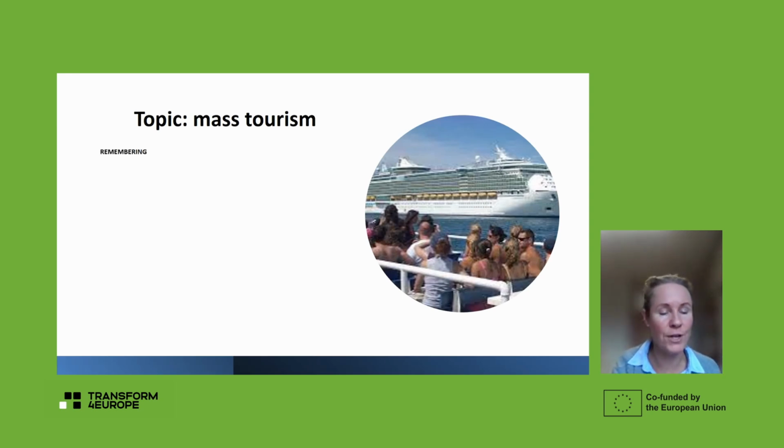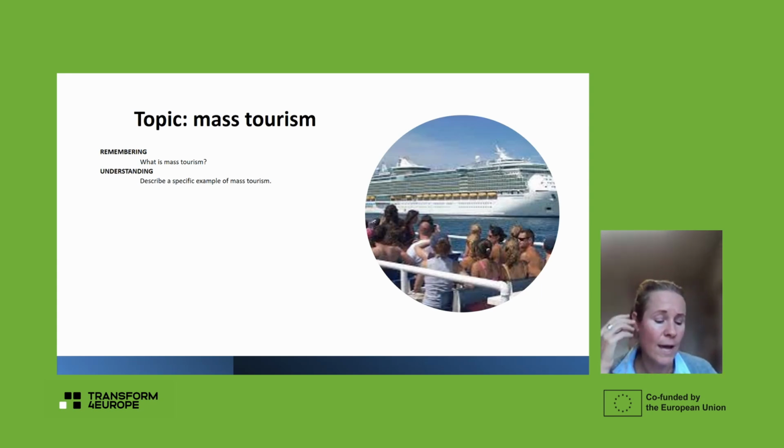So for remembering, the lowest of the thinking skills, students need to recall the definition, right? What is mass tourism? I remember the definition, and typically they simply produce the definition as they learned it. Then for the level of understanding: describe a specific example of mass tourism. Now, they need to show that they understand this concept and its characteristics, and use it to describe a specific example.